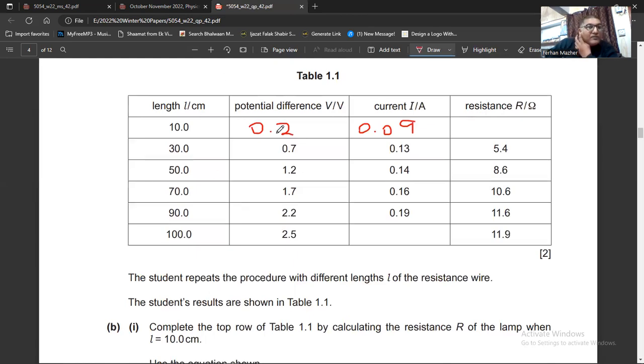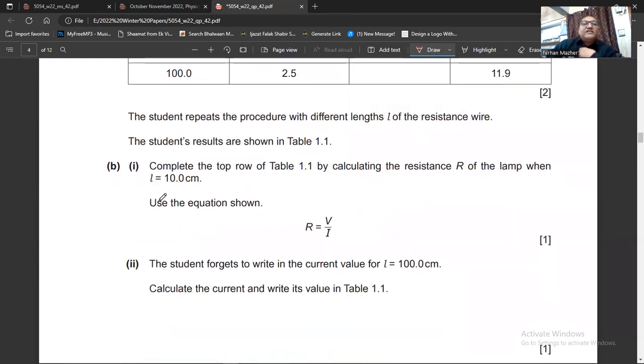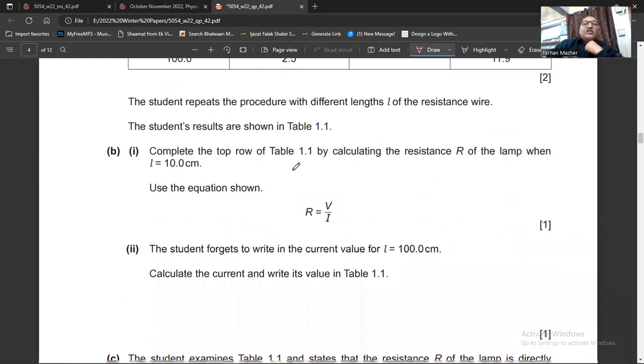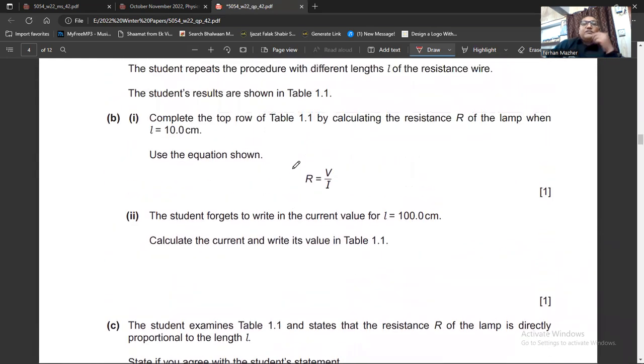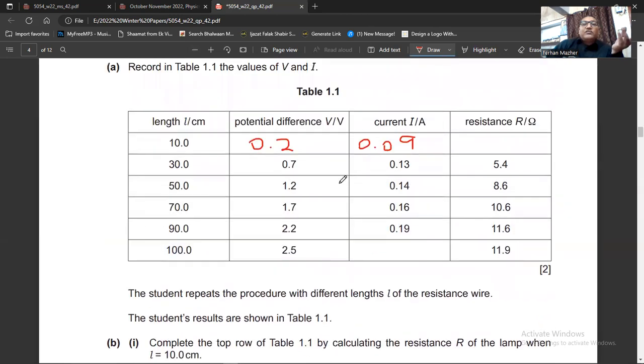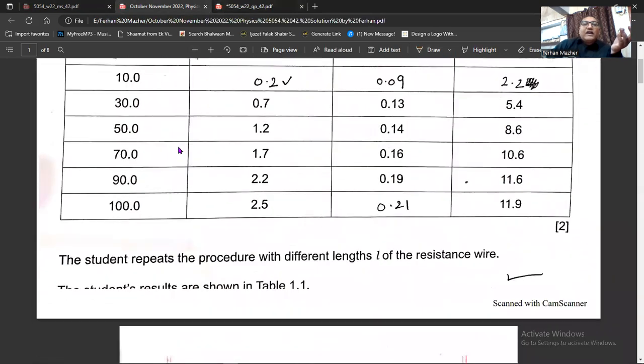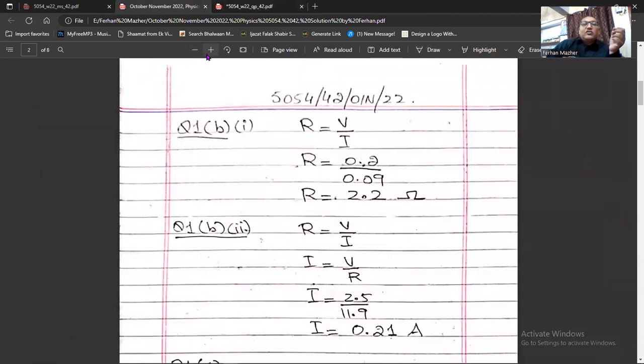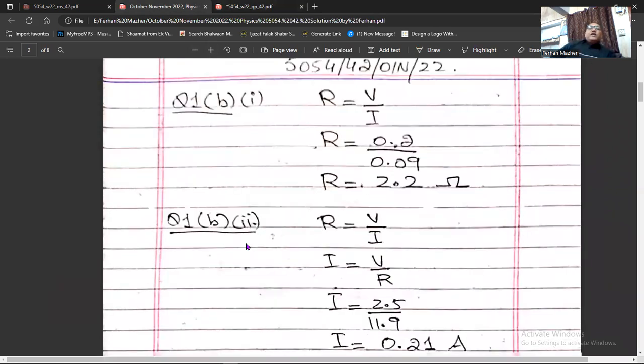So here we have the length, the potential difference across the lamp, the current through the circuit, and the resistance here. The B first part says, complete the top row of table 1.1 by calculating the resistance R of the lamp when L is 10 centimeter. Use the equation R equals V by I. I know the value of the voltage, I know the value of the current. So R will be equal to, very simple, 0.2 divided by 0.09. So I have 0.2, 0.09, and here we have the calculation.